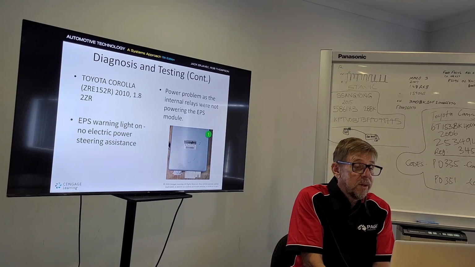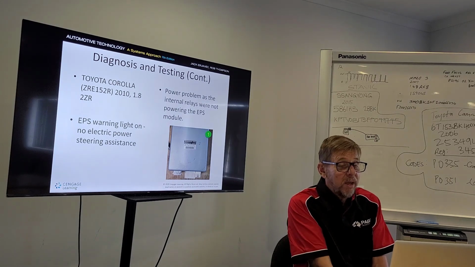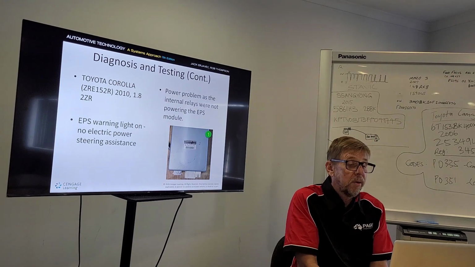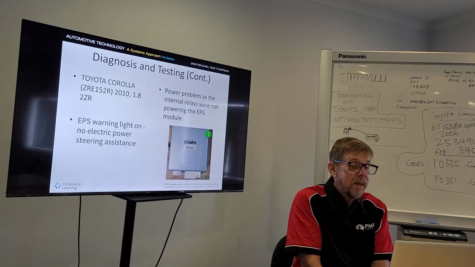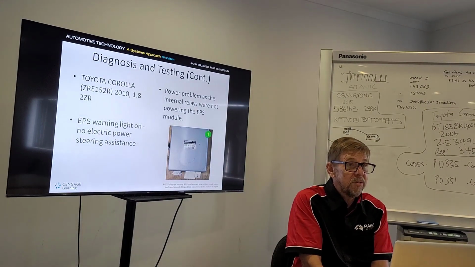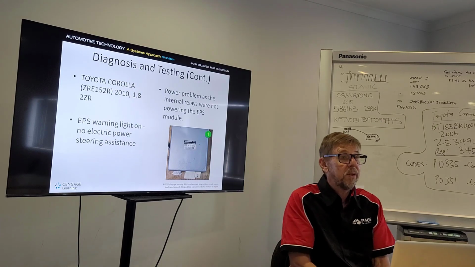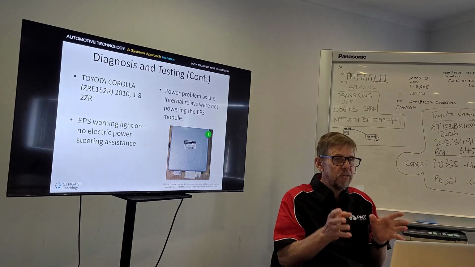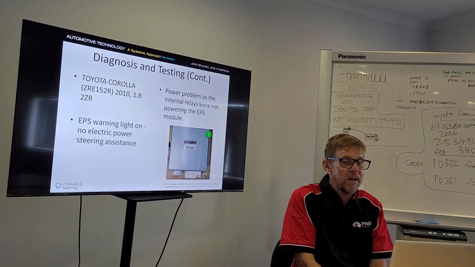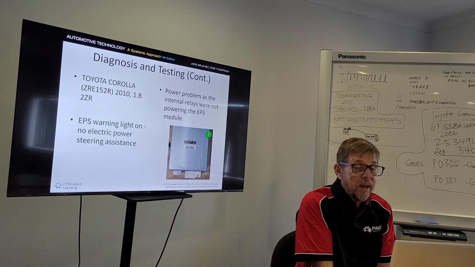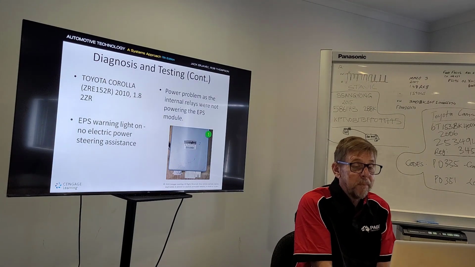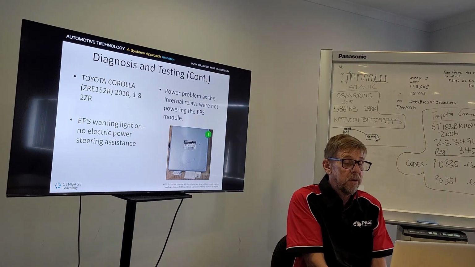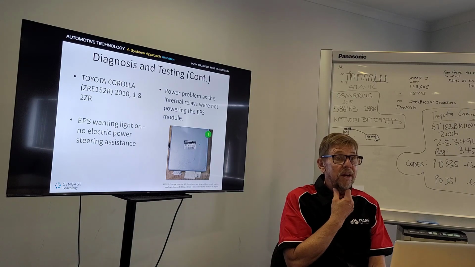So, diagnosing and testing. We'll continue with this vehicle. This is a live vehicle. It was a Toyota Corolla. The EPS warning light was on. No electric power steering assist. So the power steering, when it's electric, is also part of the traction control, and your steering angle sensor and all that is part and parcel. There was a power problem, as the initial relay was not powering up the electronic power control module. So that was the end result. That was what was wrong.